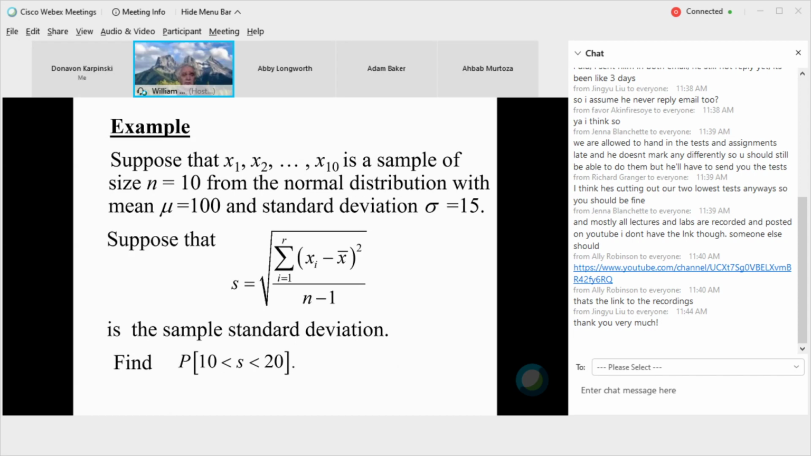Of using this. Suppose you had 10 observations. That's a sample of size 10 coming from a normal distribution with mean 100, standard deviation 15. We'll see later on that the estimate of sigma from those 10 observations is the sample standard deviation. It should be around 15, the value of sigma. What's the probability that it's between 10 and 20?